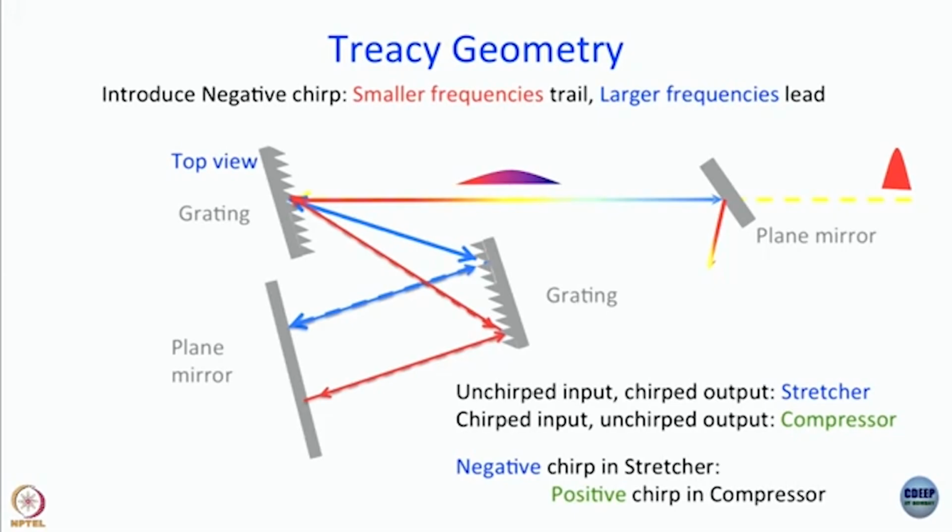So, if you have a negative chirp in the stretcher, generally you want to give a positive chirp in the compressor and vice versa. Different people prefer different things. Some think it is better to have a positive chirp in the stretcher, others a negative chirp in the stretcher. Some feel it is the other way around. So, it is completely dependent on what you want to do.